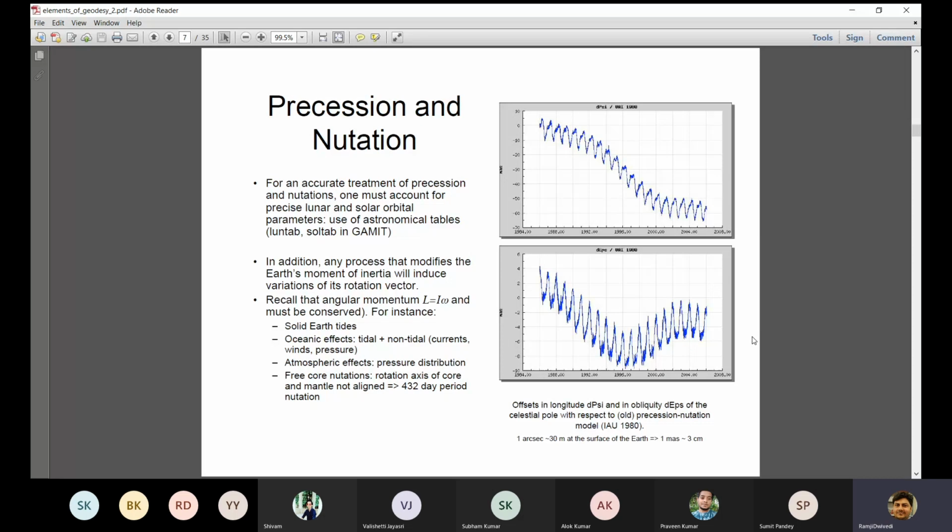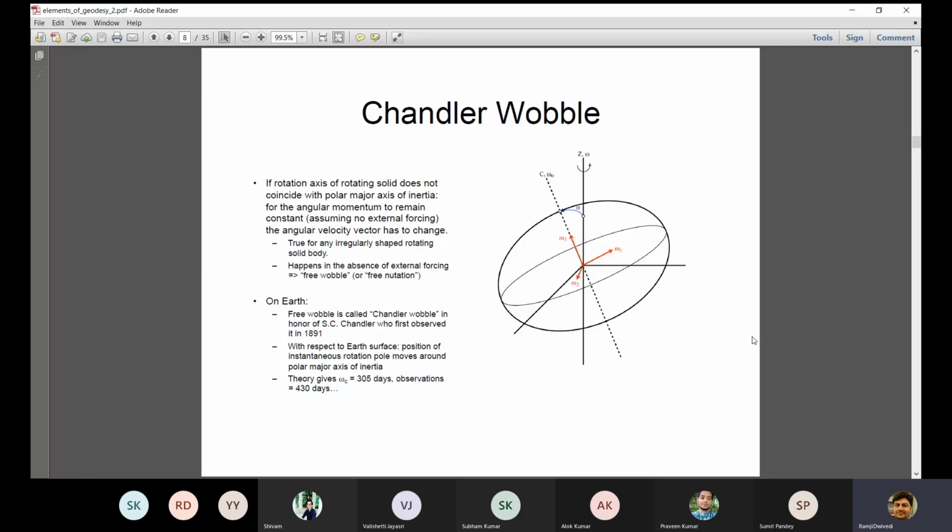So the longitude is represented in dPsi, which is the longitude of a particular position, and in obliquity also, which is epsilon, the angle between the ecliptic and the equator. Okay, any questions so far?